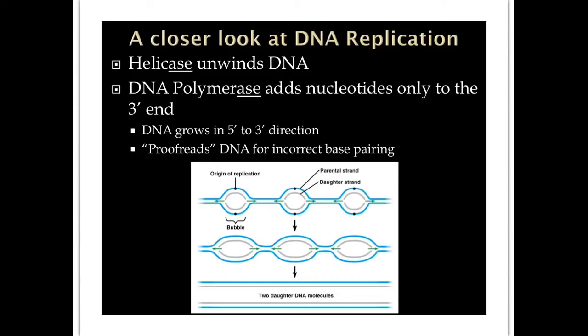DNA polymerase is the enzyme that will actually read one strand of DNA and add complementary nucleotides. It can only do this to the 3' end of the growing DNA strand. What I can see in the gray is my new DNA strand that's being built. Really all DNA polymerase is doing is matching A's with T's and C's with G's. Because DNA polymerase can only add nucleotides to the 3' end, the DNA grows in a 5' to 3' direction.